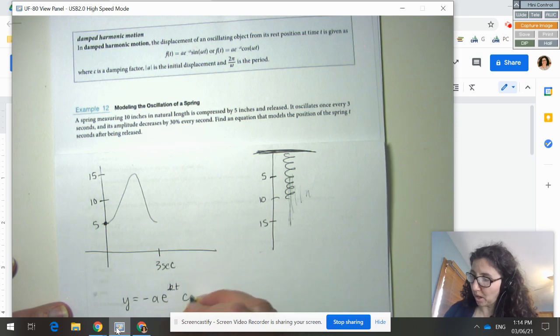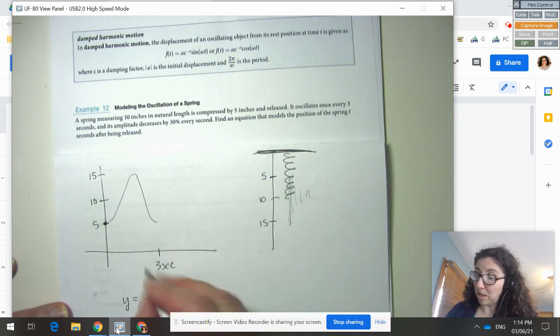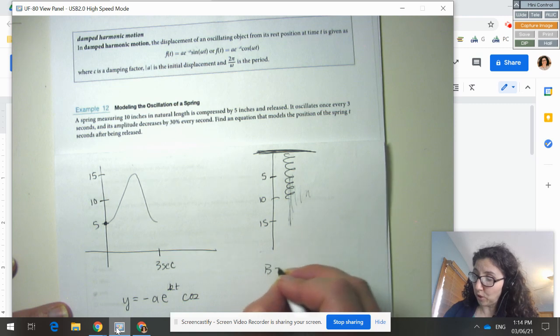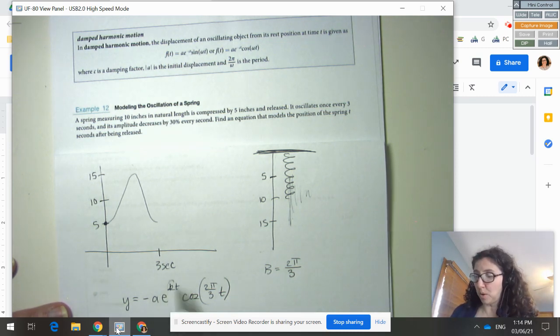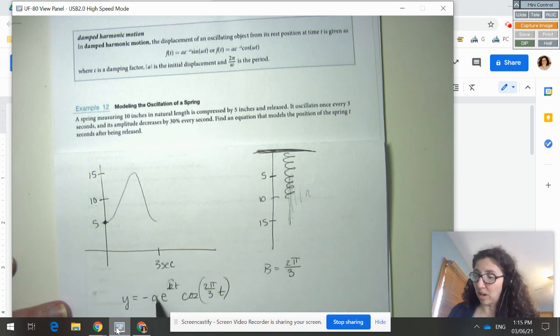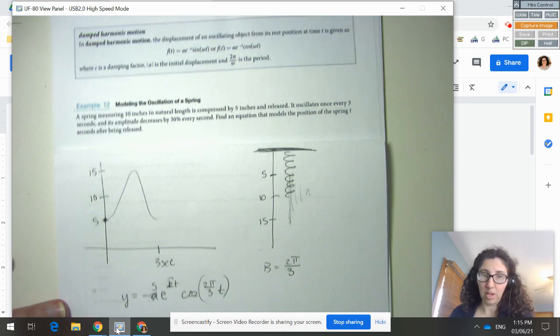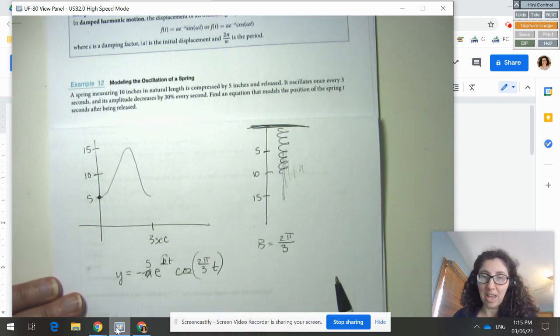times cosine. If our period is 3 seconds, our B value is 2 pi divided by our period. So 2 pi thirds times t. Okay, so we need to figure out what this A value is and also what this K value is. Our A is our amplitude still, so this is going to be 5. Right, so how should I write that? This is 5. Okay, now how are we going to find what our K value is?